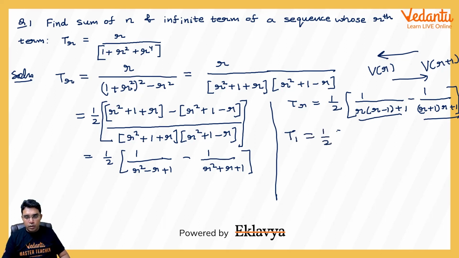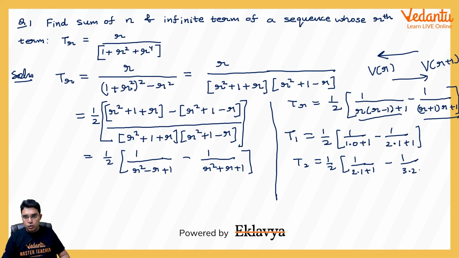T1 will be 1 upon 2, and here you will get 1 upon 1 into 0 plus 1, minus 1 upon 2 into 1 plus 1. T2 will be 1 upon 2, 1 upon 2 into 1 plus 1, minus 1 upon 3 into 2 plus 1, and so on. And in the end we can write Tn also, and I hope you understand what is now left. Now nothing left, I think we just have to write the answer. n into n minus 1 plus 1, and minus 1 upon n plus 1 into n plus 1.